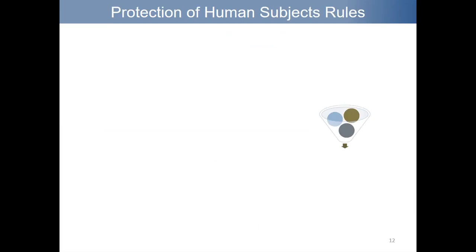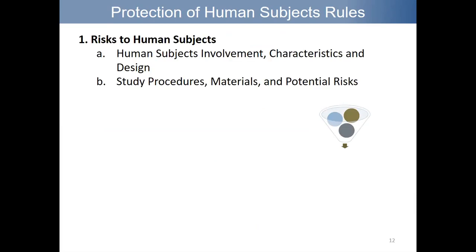So I wanted to highlight a couple of the protection of human subjects rules to clarify that document a bit. So the sections involved in this document are risks to human subjects, and this is where you describe their involvement, the human subjects characteristics, a brief description of the study design, and then you talk about the study procedures, any materials to be collected, and then potential risks associated with that study.